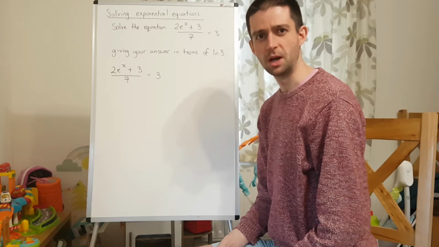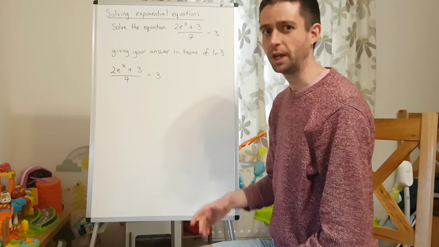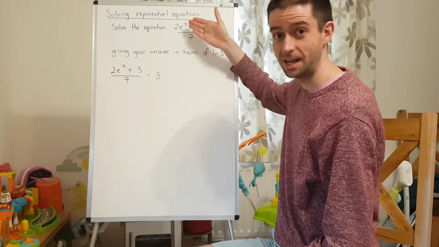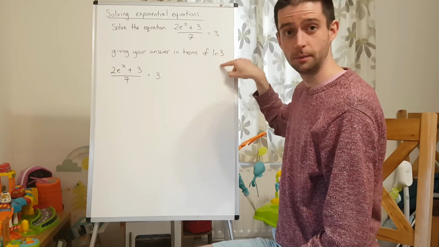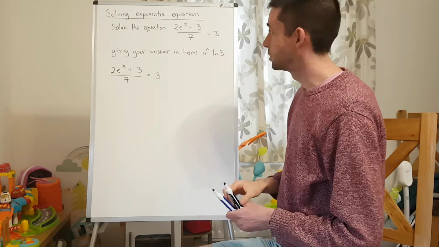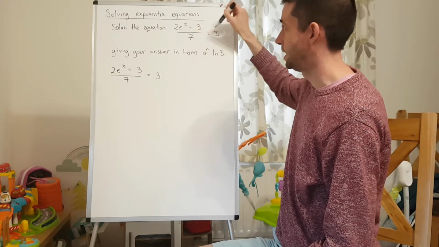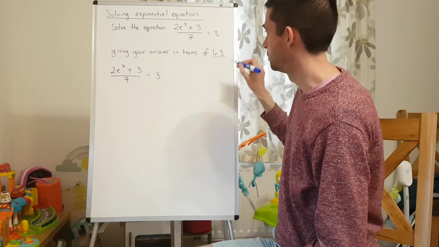This is part 2 of the lesson on solving exponential equations, and what we're looking at here is an example where we're given an equation with exponential with e in it, but we're asked to give the solution in terms of a specific ln. So here I have: solve the equation 2e to the x plus 3, all over 7, equals 3, giving your answer in terms of ln 3.